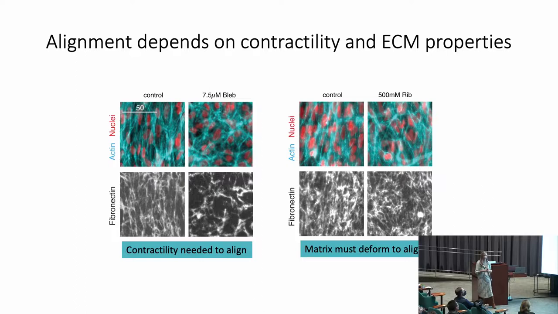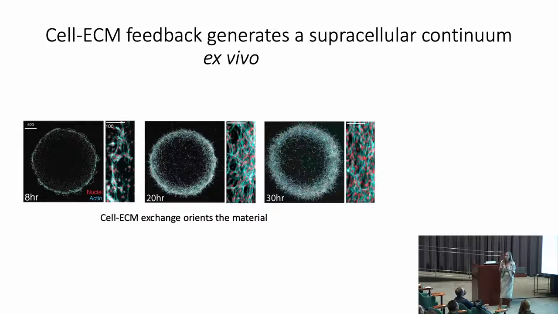And so these and other experiments helped to put together a model where we consider there's a reciprocal cell-ECM exchange, where contractile cells in this geometry pull the ECM and begin to align it. That alignment further orients the cells. Their force continues to align the ECM. And so there's this feedback loop that ultimately generates this new entity at the supracellular level that is this oriented tissue. And of course, we see this same set of events in vivo.